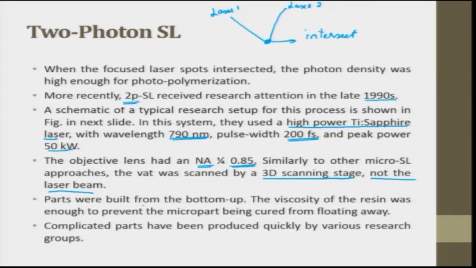The parts were built from the bottom up. The viscosity of the resin was enough to prevent the microparts being cured from floating away. This is also very important. The viscosity of the resin plays a very important role here. Then complicated parts have been produced quickly by various research groups using this technique.